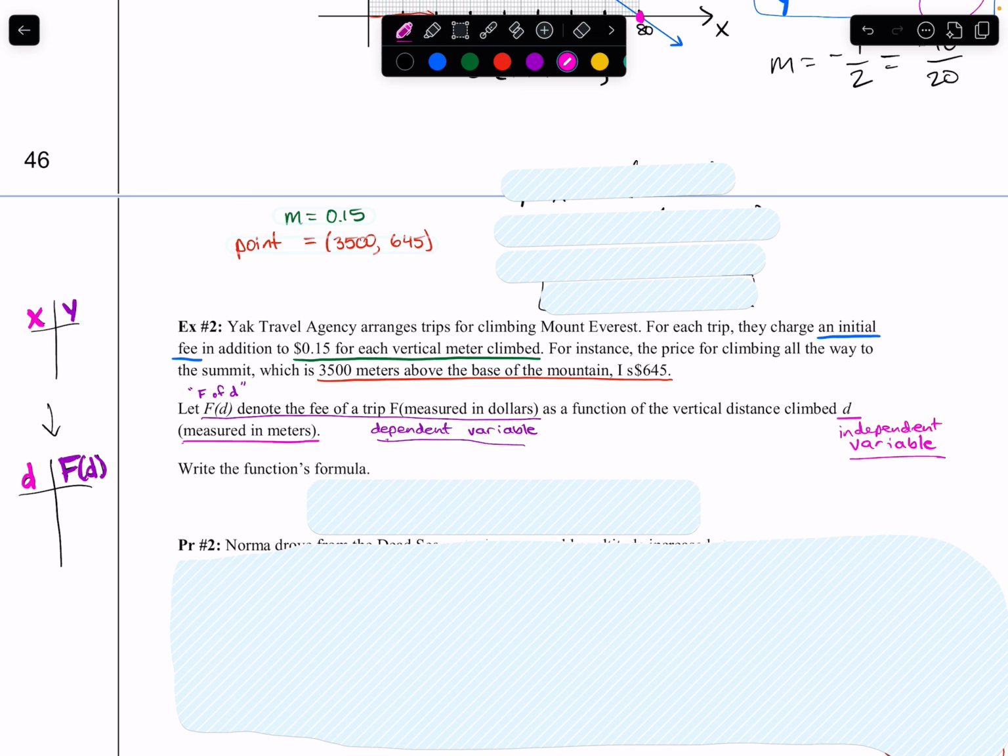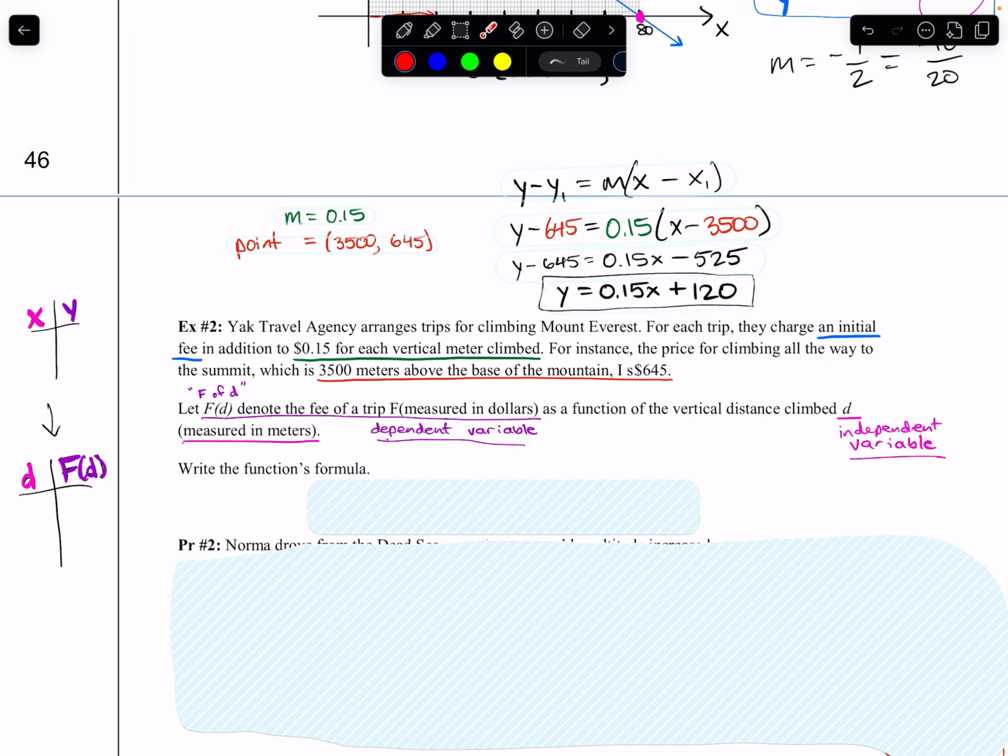So I still used y's and x's here for our point slope equation. Our information that we got from the word problem, we can plug that in. We plug in our slope, plug in our x and y coordinates, and then we can take this point slope form and convert it to standard or slope intercept form.